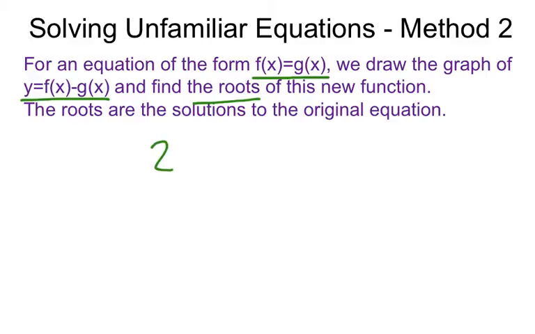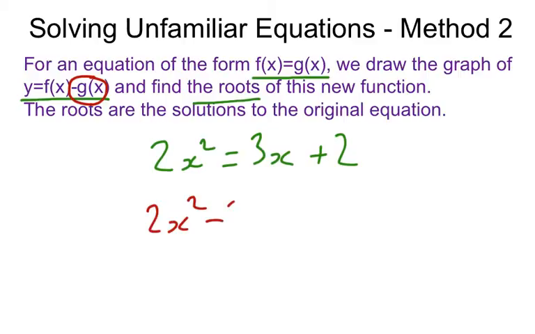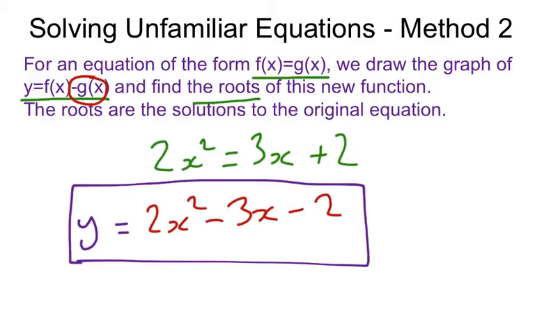So once again we can look at 2x squared equals 3x plus 2. The first thing we want to do is subtract g of x from f of x. So we get 2x squared minus 3x minus 2, and we want to do y equals that. So that is what we want to plot: y equals 2x squared minus 3x minus 2.